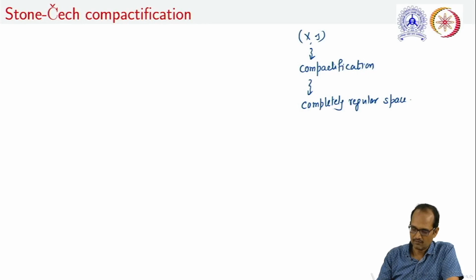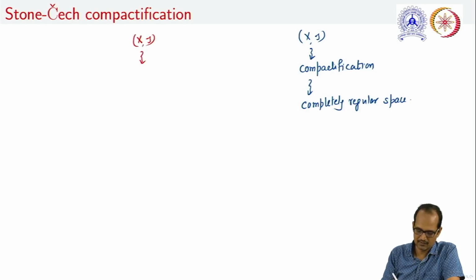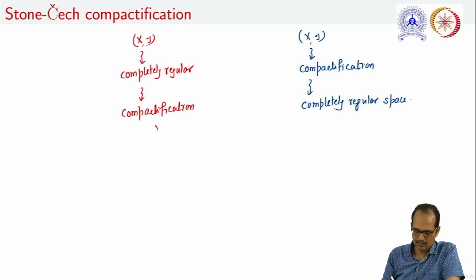The question is, if we begin with a topological space (X, tau) and this space is completely regular, whether this has a compactification? The answer is yes. We will justify that every completely regular space has a compactification, and that compactification is known as Stone-Cech compactification.